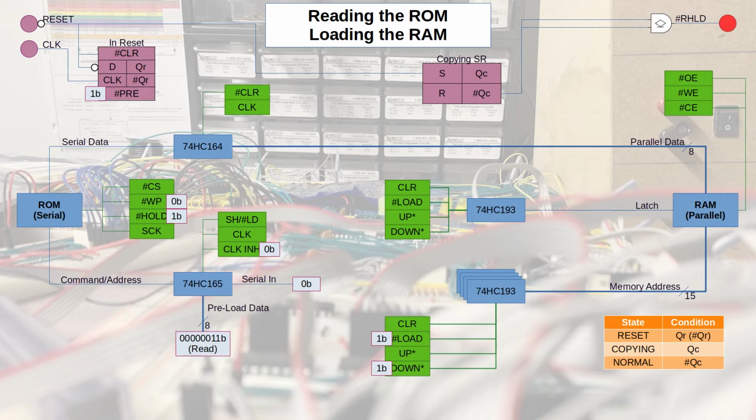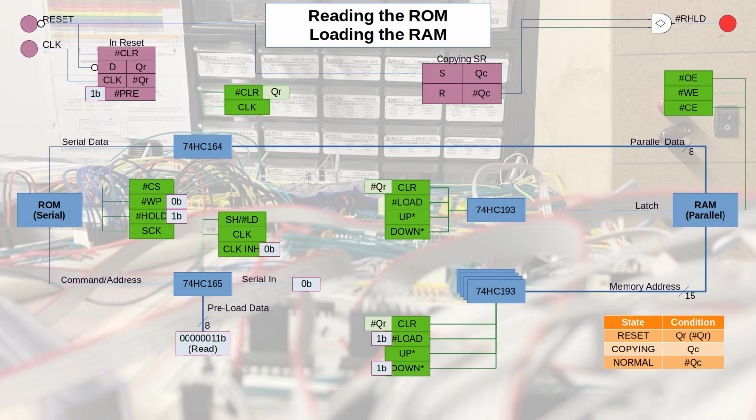So now I can simplify the conditions table. I have just a few pins that I can query in order to determine exactly what state the circuit is in. The clear signal for the 74HC193 ICs is going to be simply the inverted QR signal.